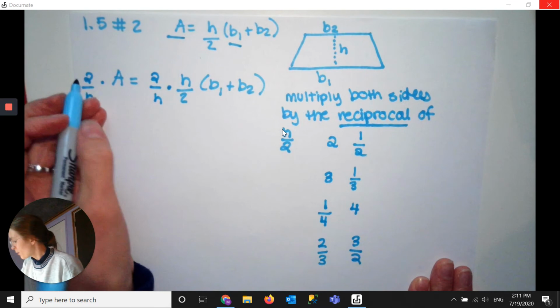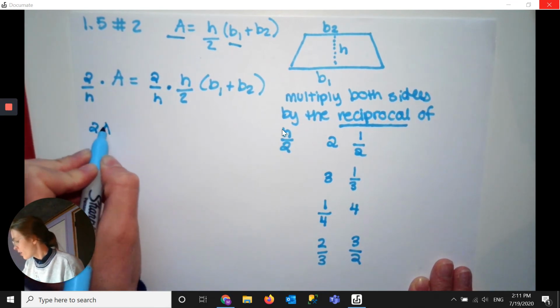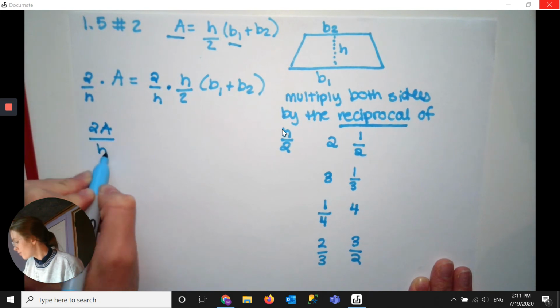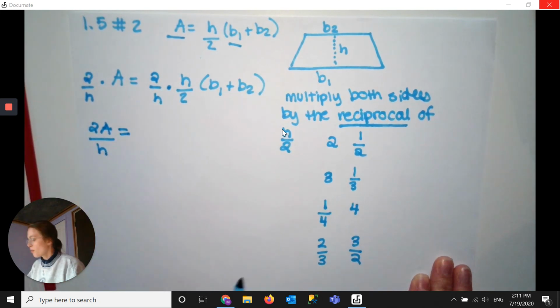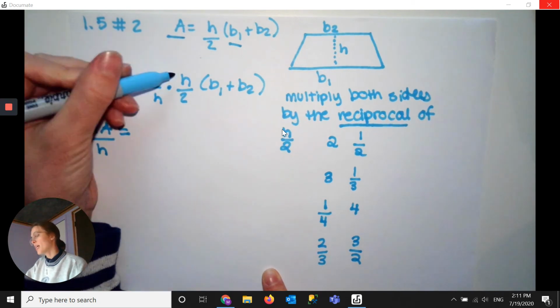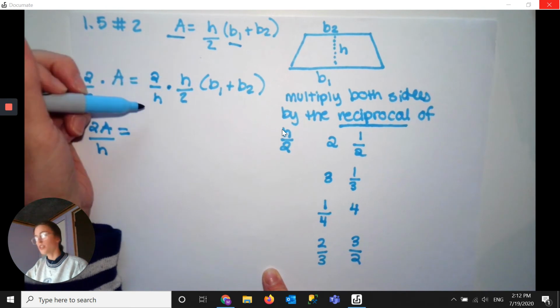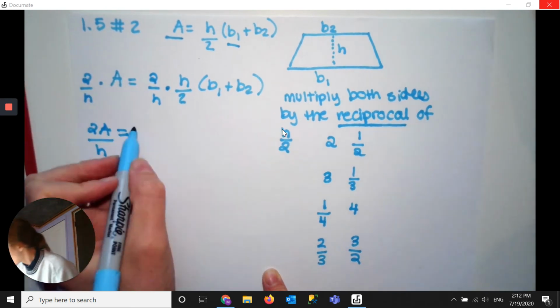Okay, so we'll go ahead and do this multiplication. 2 times A, that's just 2A. Then we've got over H. This equals, well, you can see that this multiplication, 2 over H times H over 2, well, that's just going to be 1, because we'll get 2 times H over H times 2. I can write this out.